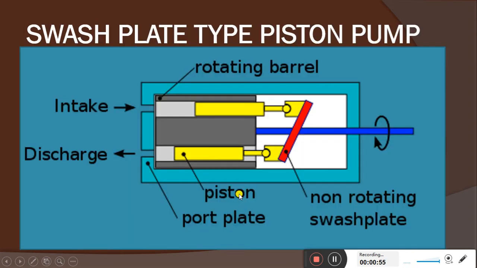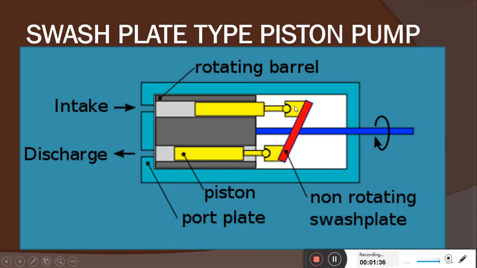Swash plate type piston pumps, we'll see in this diagram. First, this gray colored construction you can see is called the rotating barrel. If you see it from the side view, it looks like a cylinder which has circular slots. These circular slots are mainly used for the reciprocation of the pistons. The yellow colored part shown here is a piston.